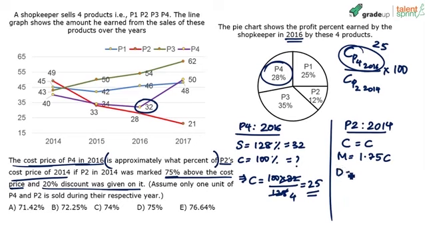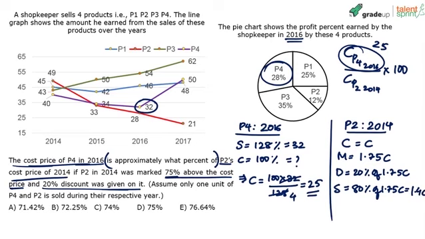Discount is given as 20%. 20% of what? 1.75 C. So selling price will be how much? See, if the discount is 20%, selling price will be 80%. 80% of 1.75 C. So it's like 0.175 into 2, 0.35. 1.75 minus 0.35 is 1.4. 1.4 C.